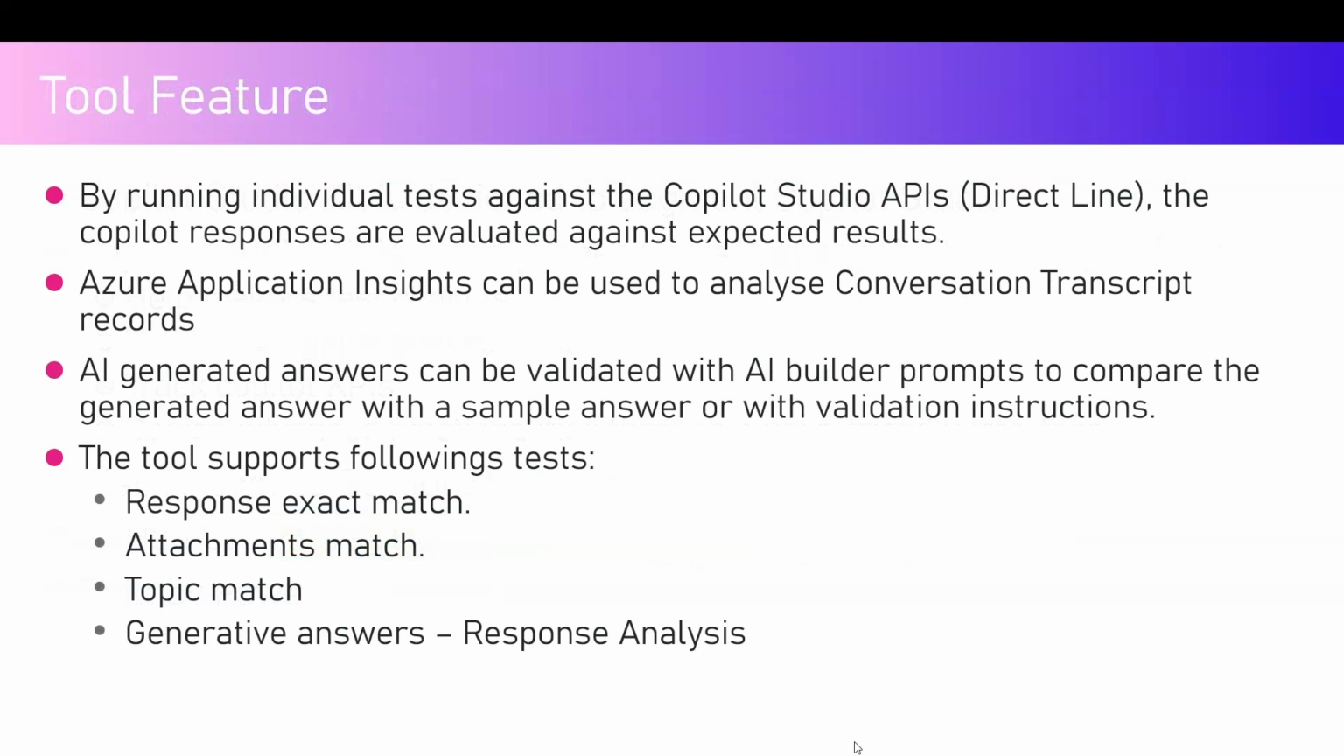AI generated answers can also be validated with the AI Builder prompts to compare the generated answers with the sample answers. You can provide sample answers, like there is a section in the application whereby you can specify what output you were expecting and what output you received back from the model. So you can compare and contrast those. The tool supports attachment match, topic match, response exact match, generative answers, and response analysis as well.